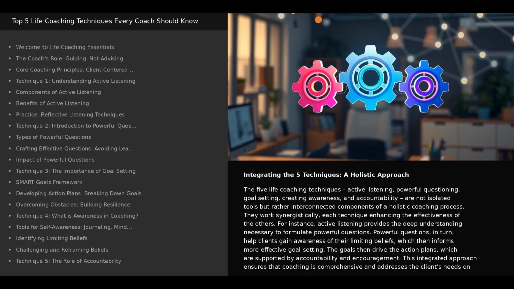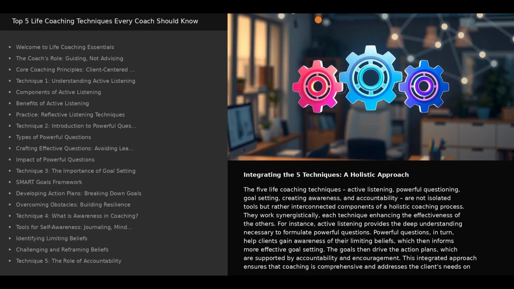Integrating the 5 techniques, a holistic approach. The 5 life coaching techniques, active listening, powerful questioning, goal setting, creating awareness, and accountability, are not isolated tools, but rather interconnected components of a holistic coaching process. They work synergistically, each technique enhancing the effectiveness of the others.